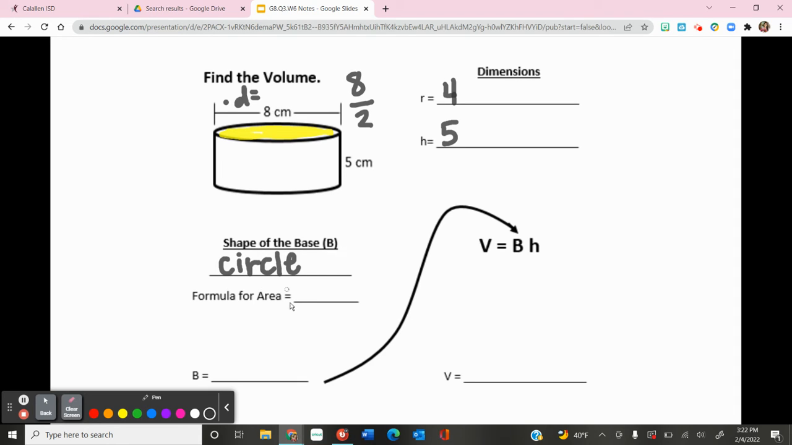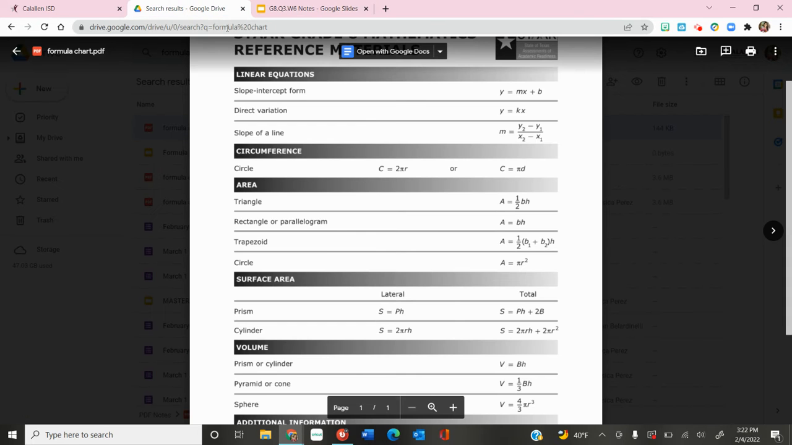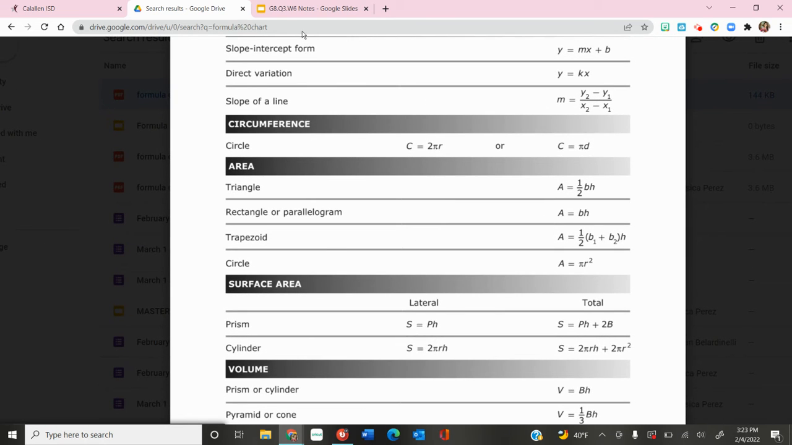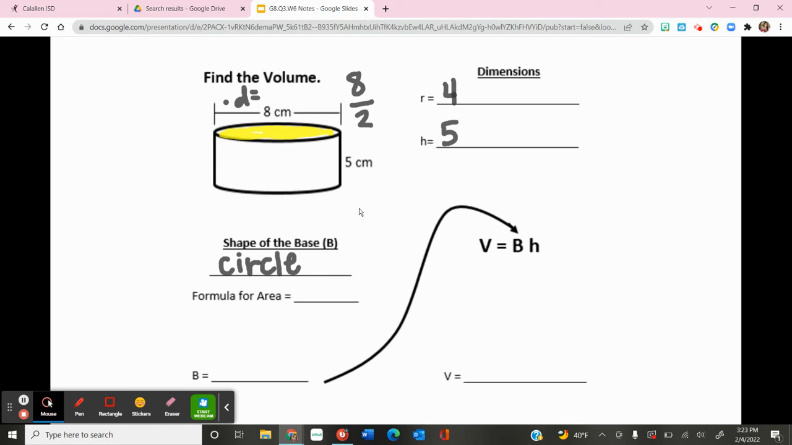Now remember that big B stands for area of our base. So we're going to look on our formula chart for area, and the formula for area of a circle is going to be pi times r squared. So going back over here, we're going to write pi times r squared. Using this information, we know that r equals 4. So we have pi times 4 squared.